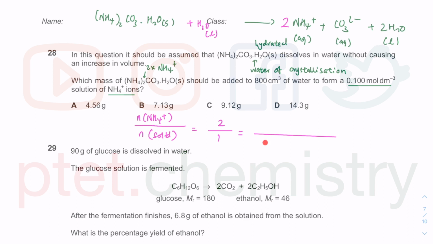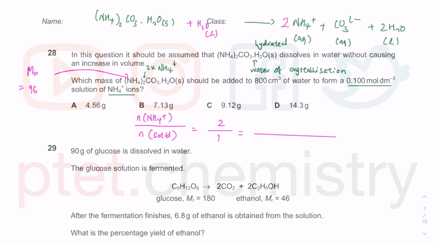I have the solid, I want the mass, so I need the MR of that solid. Okay, let's look at NH4 inside the bracket first. 14 times 1 plus 4 times 1 gives me 18. 18 times 2 gives me 36. 36 plus 12 times 1 plus 16 times 3. I get 96 for the ammonium carbonate. Let me just check again.